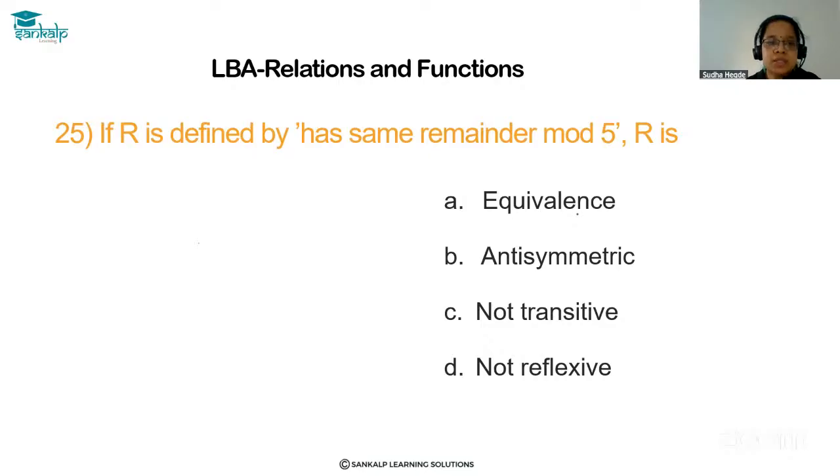Hi students, take the question. If R is defined by 'has the same remainder modulo 5', then check whether R is equivalence, transitive, symmetric, antisymmetric, or reflexive.